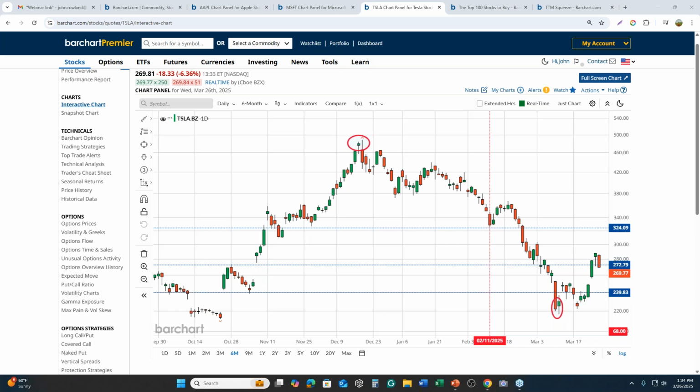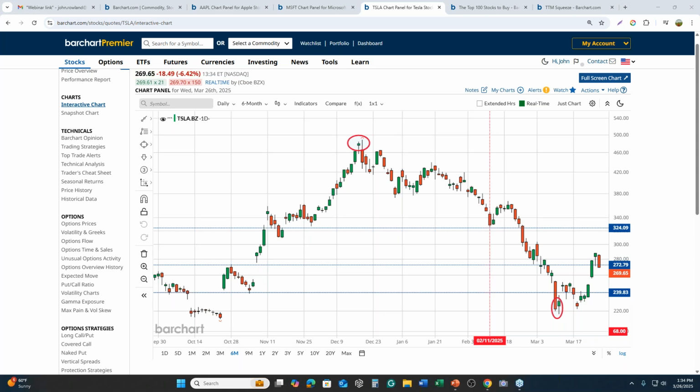Okay, so I got a question here about the difference between Bollinger Bands and price channels. Again, it depends on how you're setting up your price channels. Personally, I like Bollinger Bands. I feel price channels are a little bit more static, where Bollinger Bands are a little bit more fluid.